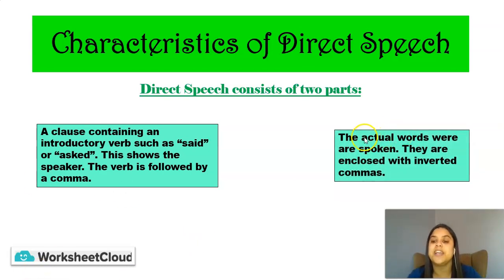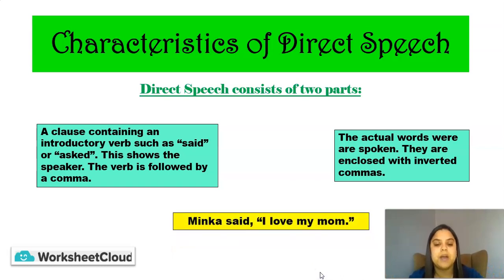And the second part is the actual words that were spoken. They are enclosed with inverted commas, like we spoke about in the previous slide. So this is what direct speech consists of. The two parts, okay? The part that says Nina said, and then the other part that is the words that were spoken. For example, Minka said, "I love my mom."